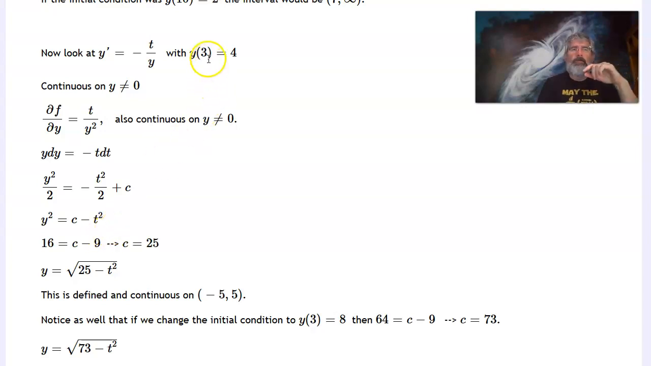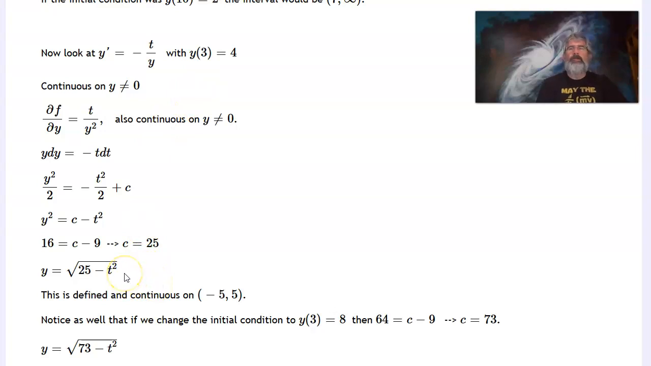Plugging in the initial condition, t equals 3, y equals 4, I get that c is 25. And in this case, it's not too hard to explicitly solve for y by taking the square root of both sides, making sure I take the positive square root, because remember, the y value of my initial condition was positive 4, so I want the positive square root so that my answer is up there in the top half of the plane.